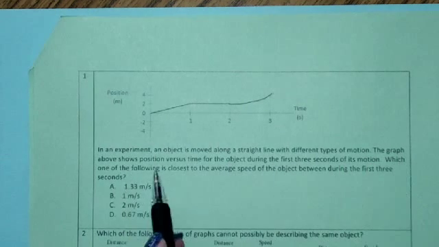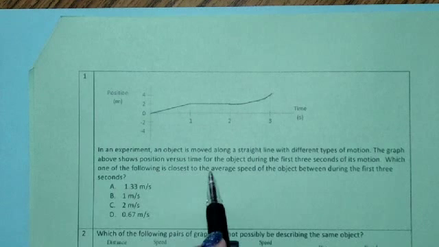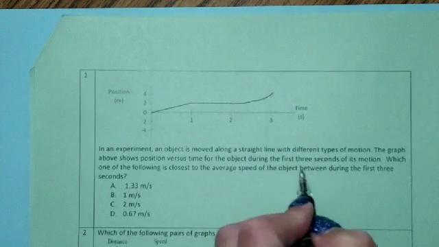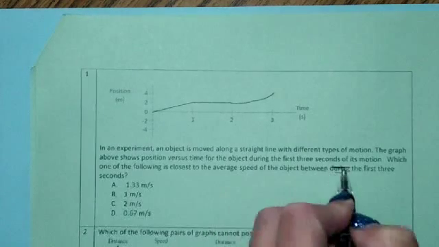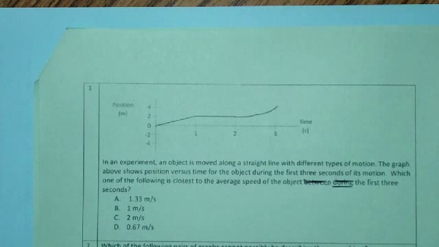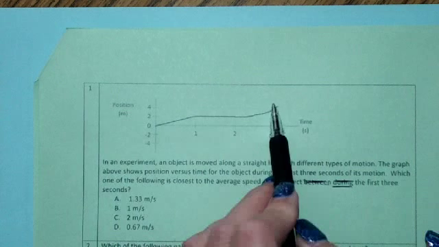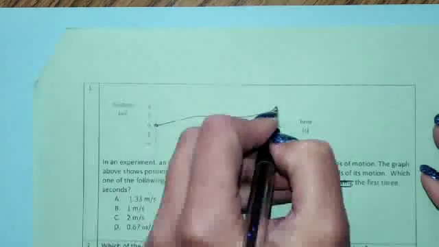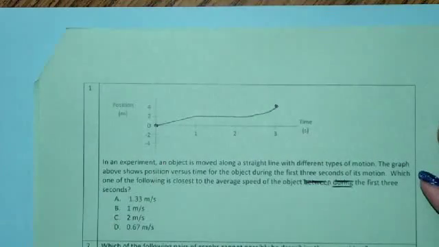Which one of the following is closest to the average speed of the object between, whoops, I accidentally put between and during. No, let's do during, makes more sense. During the first 3 seconds. So I need the average speed of the object in the first 3 seconds. I know this is kind of a weird slope, it's not constant, but the average speed will be the slope of the entire line. Okay?